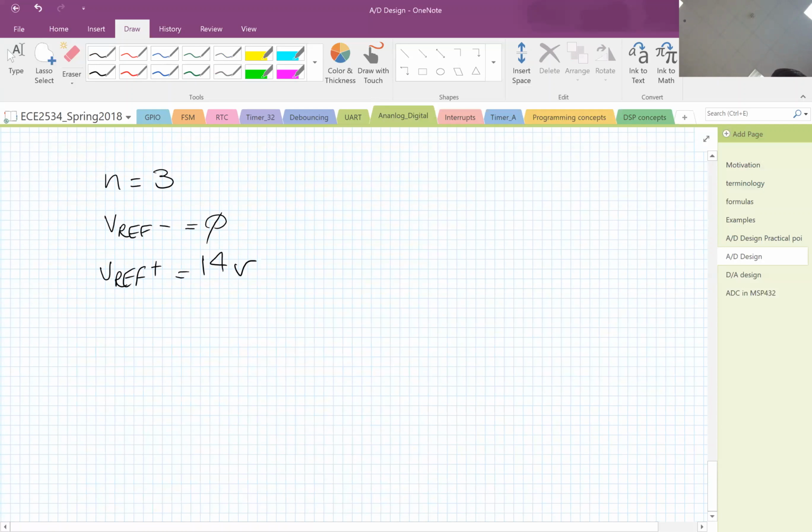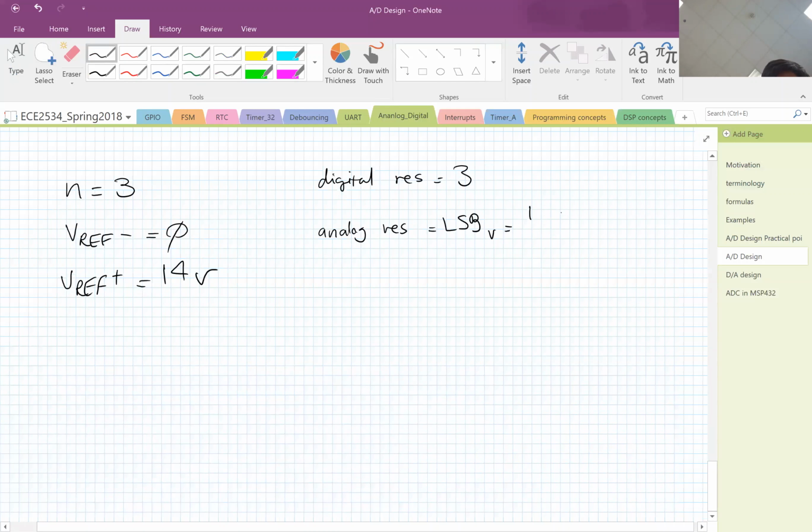So the first thing I want to say is, what is the digital resolution? Say it again. 3. What is the analog resolution, or LSB voltage? What is it? Which is 7, which is 2. It's not accidental.